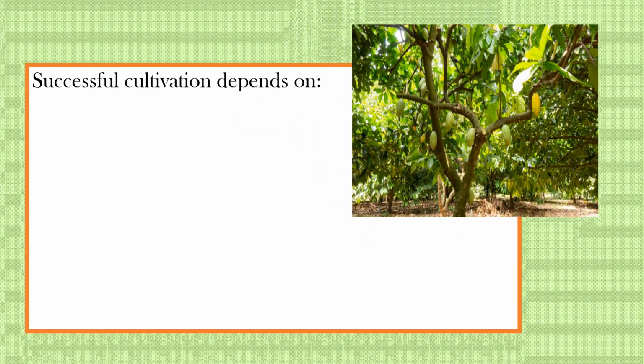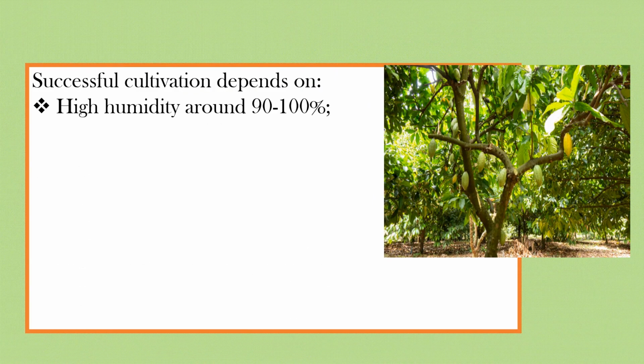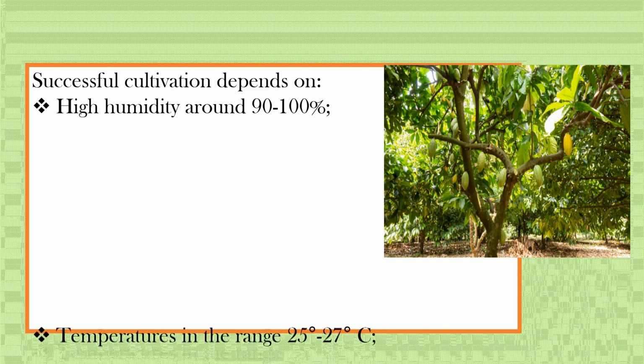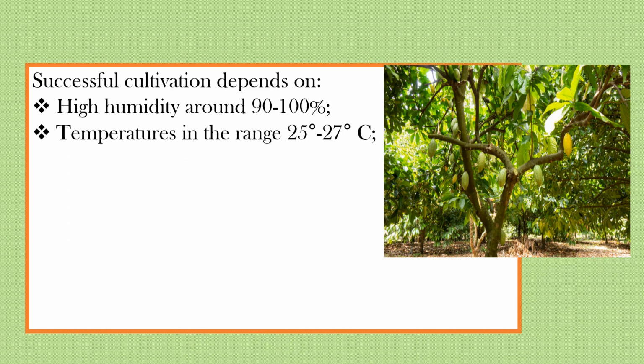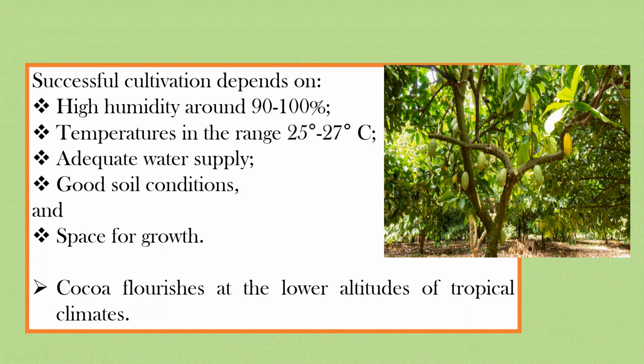Successful cultivation of coca depends on various factors like high humidity around 90 to 100%, temperatures in the range of 25 to 27 degrees Celsius, adequate water supply, good soil conditions, and space for growth. Apart from these, coca flourishes at the lower altitudes of tropical climates.